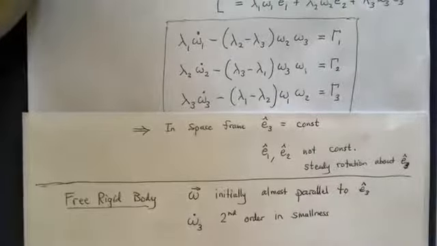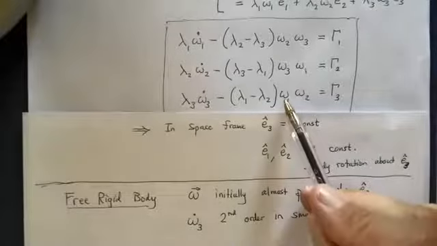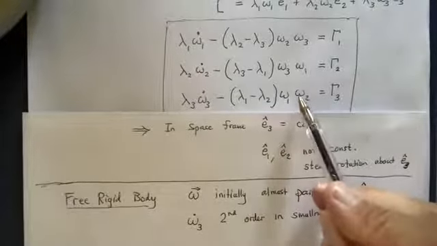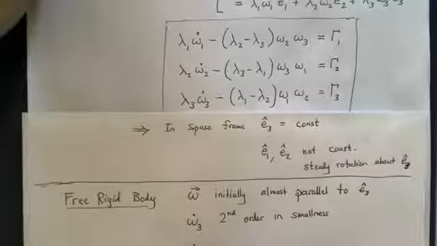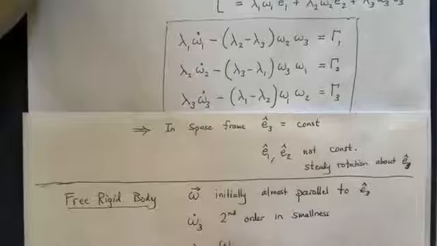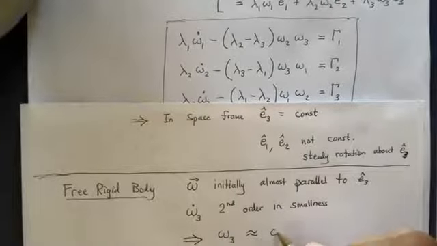Okay, so we're going to ignore that, right? Because it's quadratic. These are both small. Omega 1, initially small, that's small. Second order in smallness. Therefore, so here's the arrow for logical implication. Omega 3, for all intents and purposes, omega 3 is a constant.